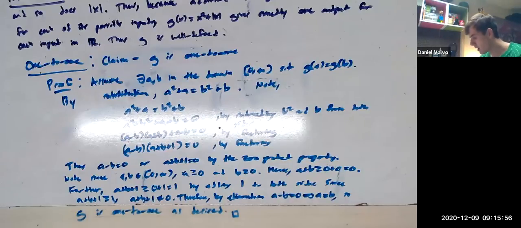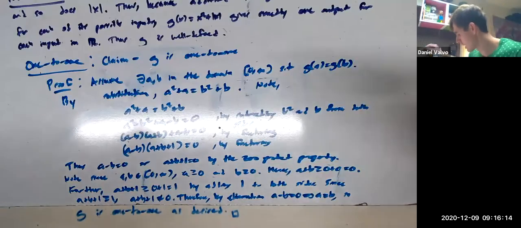So, yeah, this is how you prove that G is 1-to-1. Again, you just assume there are elements A and B in the domain such that G of A equals G of B, and then show A must equal B. That means there are no two distinct elements that map to the same element. Therefore, it's 1-to-1.